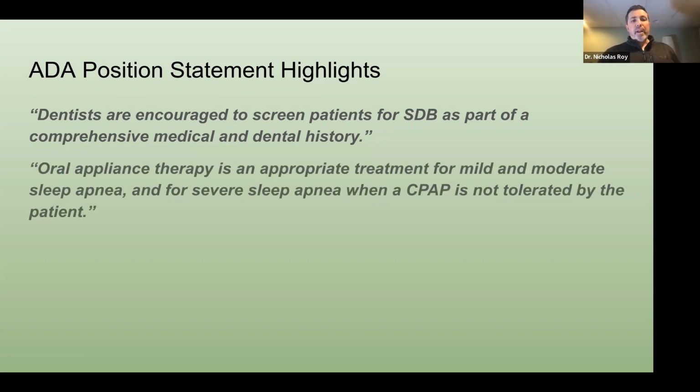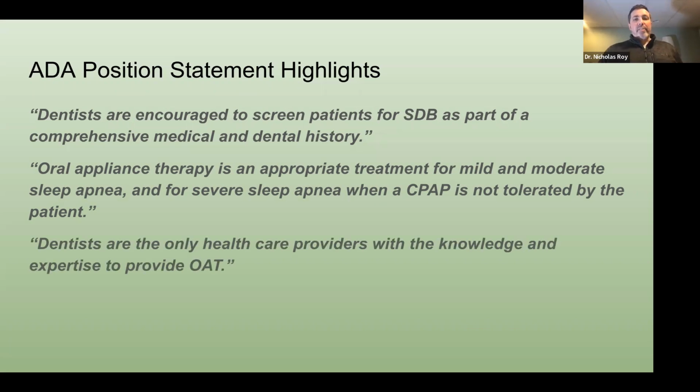Another statement, oral appliance therapy is an appropriate treatment for mild and moderate sleep apnea and for severe sleep apnea when the CPAP is not tolerated by the patient. We just went over that. Again, this is coming from the ADA. And lastly, dentists are the only healthcare providers with the knowledge and expertise to provide oral appliance therapy, or we can think of that as mandibular advancement devices. So it's a very convincing position statement that gives us the green light to move forward.